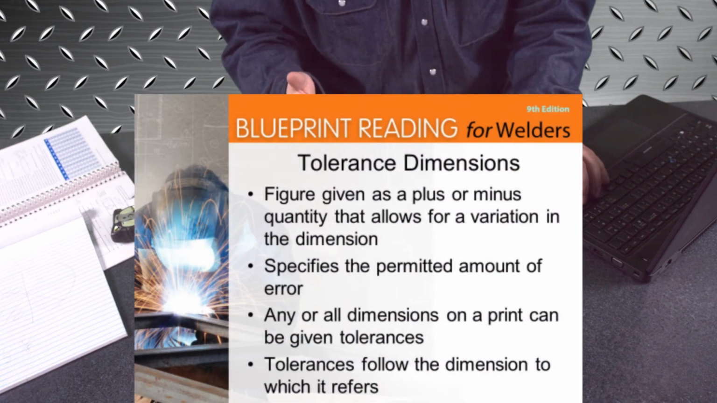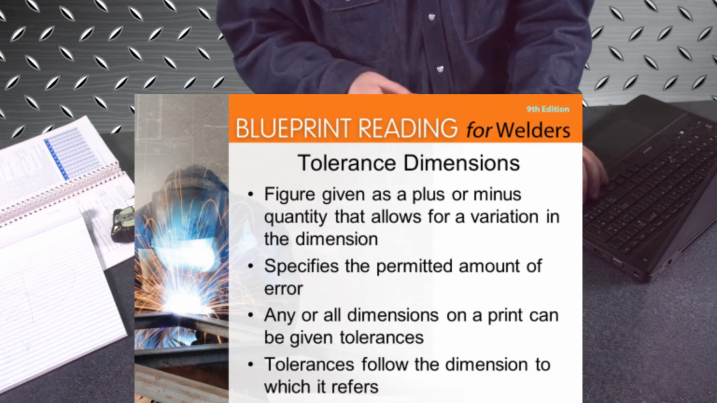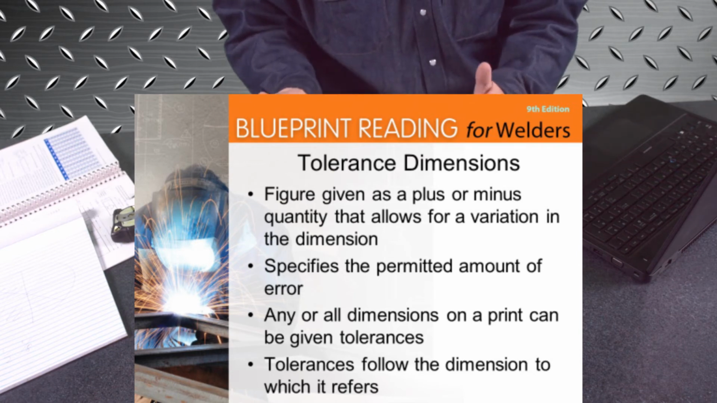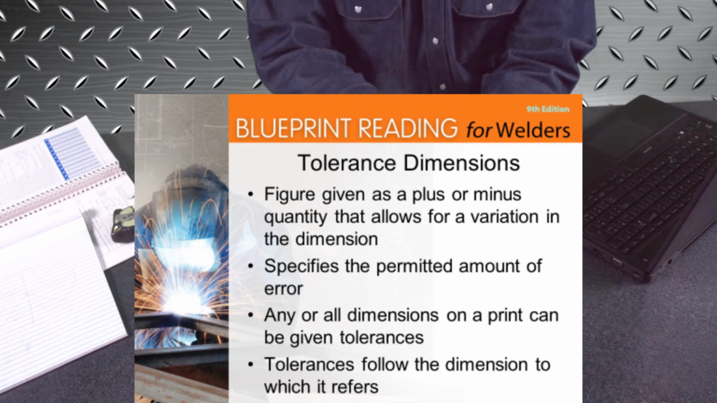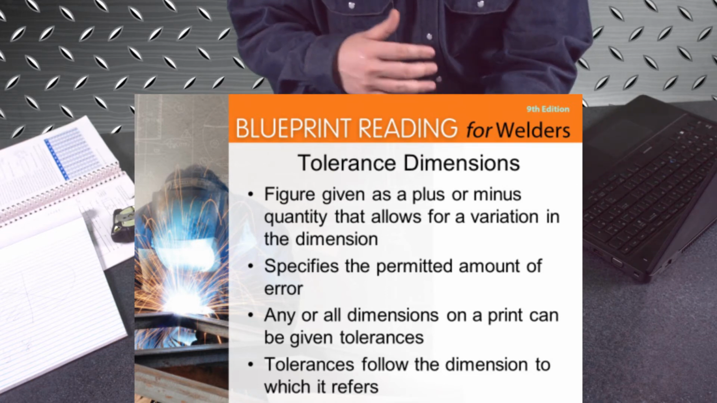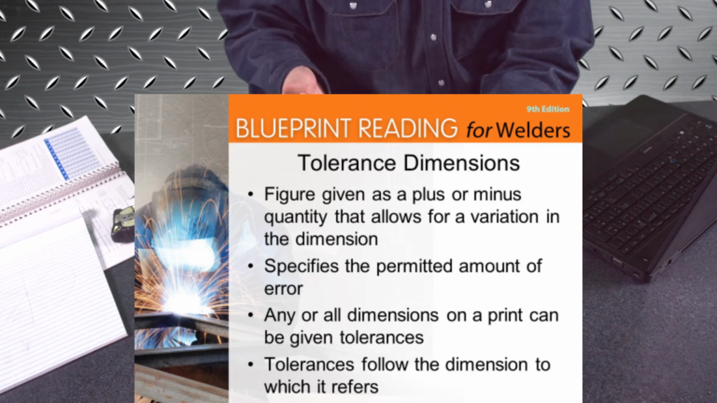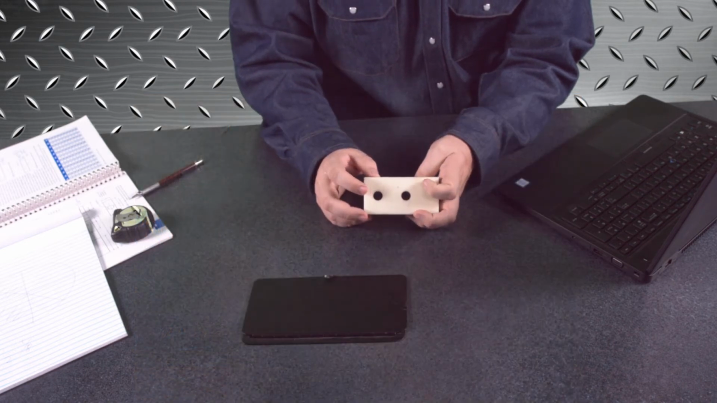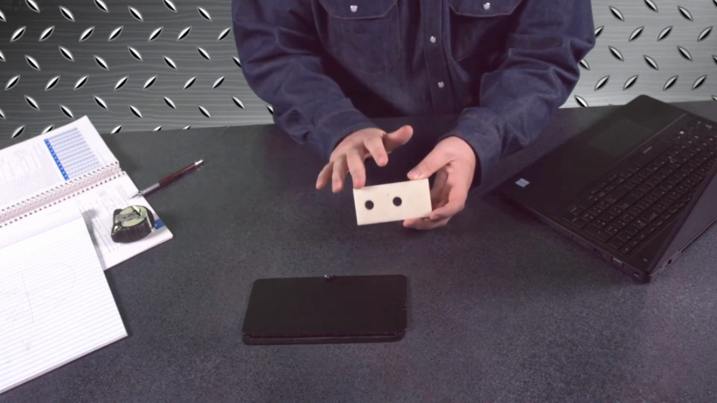Tolerance dimensions. They're a figure given as a plus or a minus quantity that allows for a variation in the dimensions. If you're building a part, sometimes you're not going to get them exactly right each time. If you're building 100 of these, you may not get the exact size every time, but the tolerances allow for a little bit of mistake. It specifies the permitted amount of error. Any or all dimensions on a print can be given a tolerance. A drill hole tolerance is generally going to have a tighter tolerance than an overall dimension size.